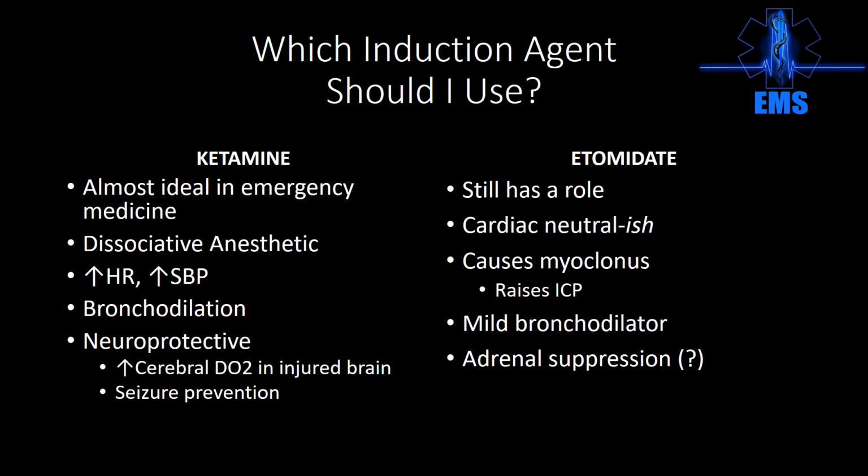Now, etomidate still has a role. It's cardiac neutral-ish. You can get a little bit of hypotension with it, but that's usually pretty rare. But what's concerning, though, is it causes myoclonus. So when you give it to folks, they're going to start shaking. That is not fasciculations. That is actually muscles contracting, and that can raise your ICP. So we usually avoid etomidate in folks who have ICP problems. It's a mild bronchodilator, but not nearly on the same level as ketamine.